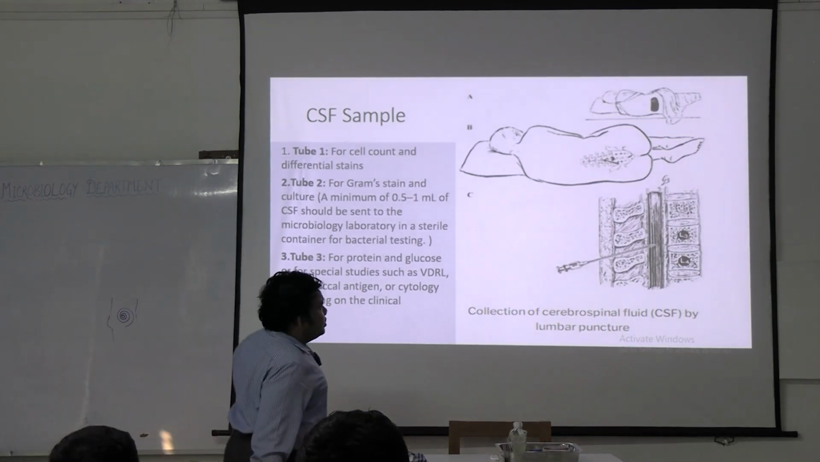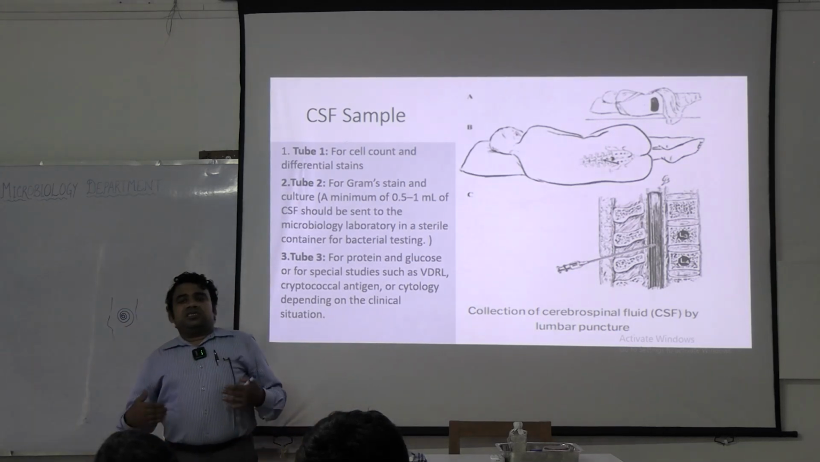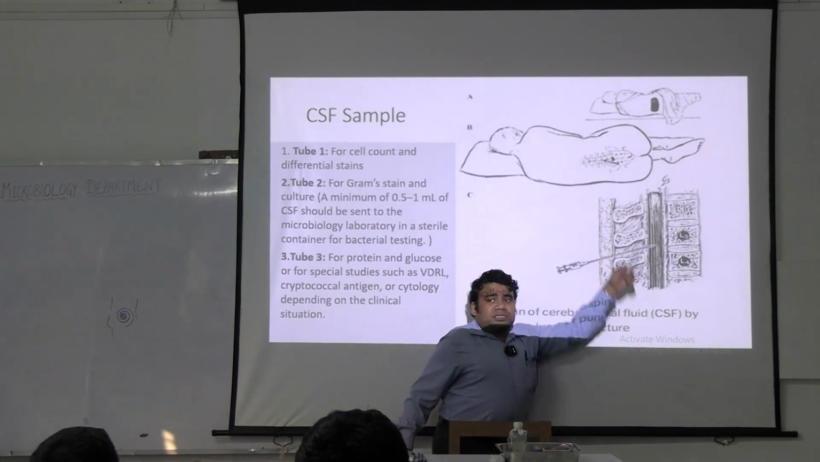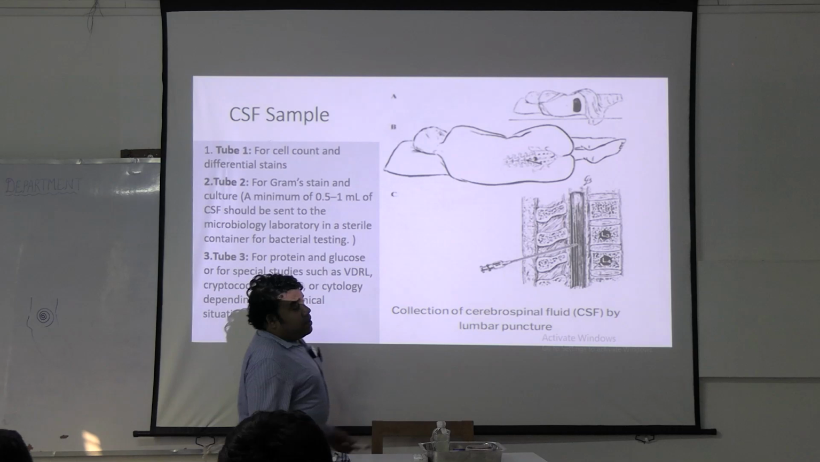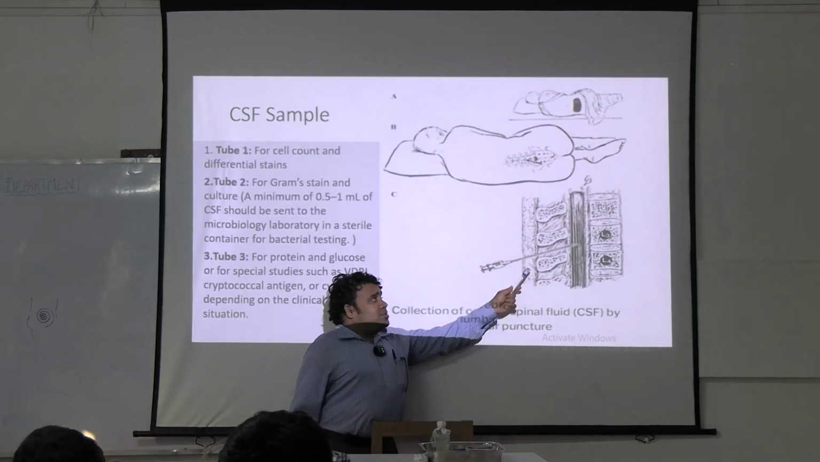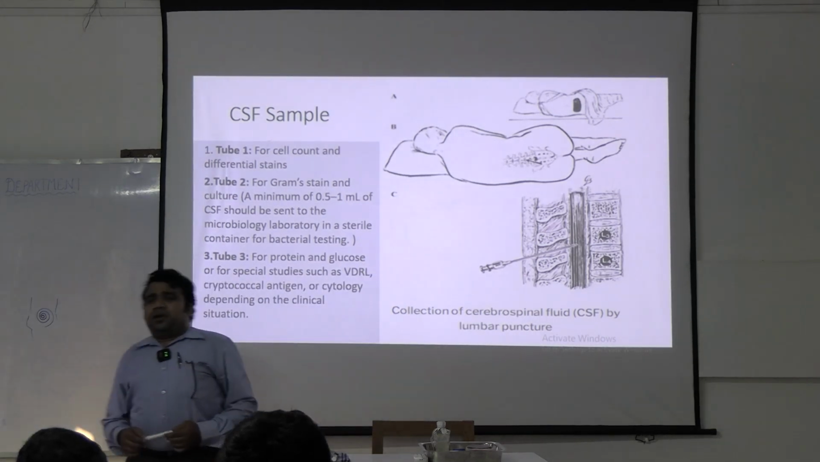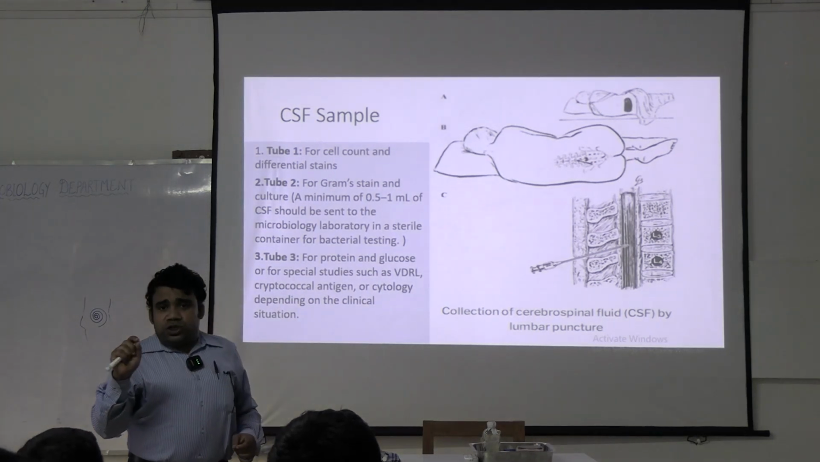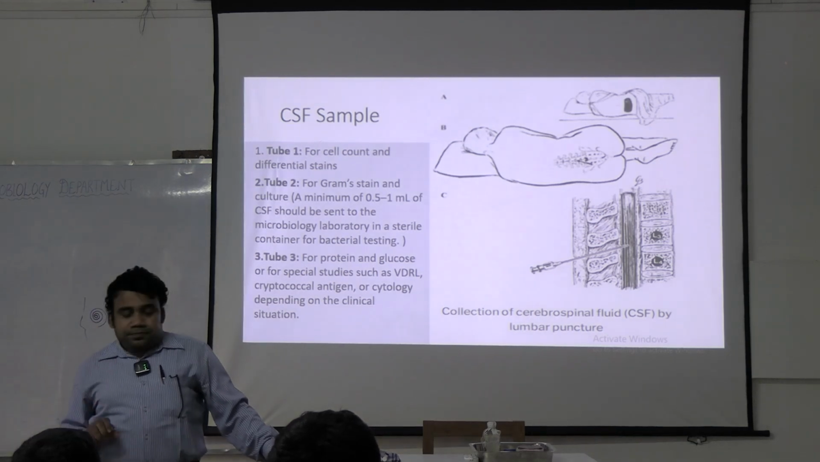So briefly, what is this process? The patient is put in a left lateral position and is asked to pull his knees close to his chest. What will it do? It will increase these spaces, that is the L3, L4 and L5 spaces. That is the region where the spinal column ends, but the meninges continue along with the cerebrospinal fluid. At this point, with a spinal tap needle, the needle is introduced into the gap between the vertebral bones and CSF is collected.